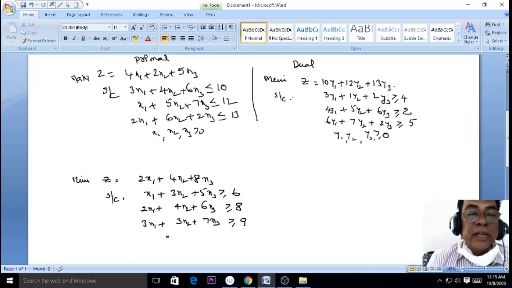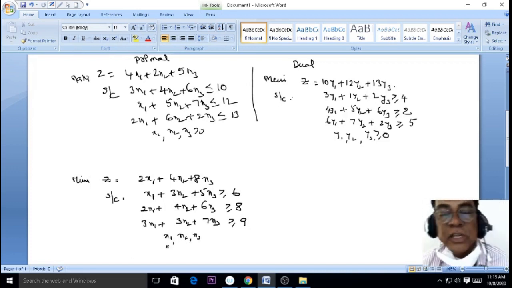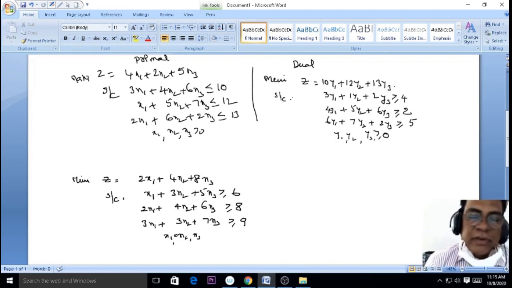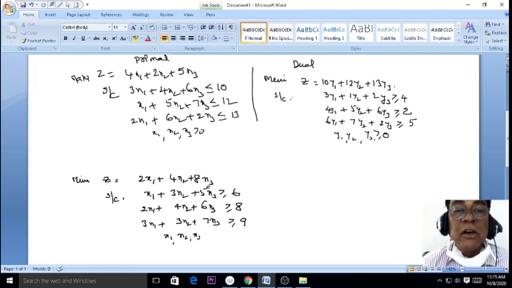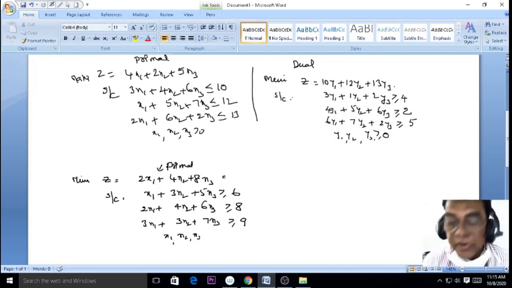The problem is given like this, with x1, x2, x3. Calculate the minimum value with the help of the dual simplex method. From an examination point of view, the problem is given like this: find the values of the variables x1, x2 by the dual simplex method. This is called the primal. Understand? Now come to the dual.